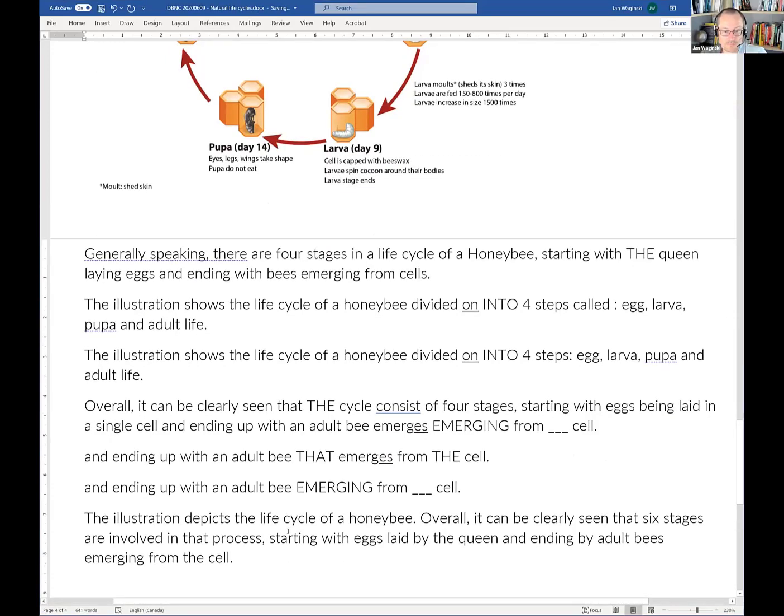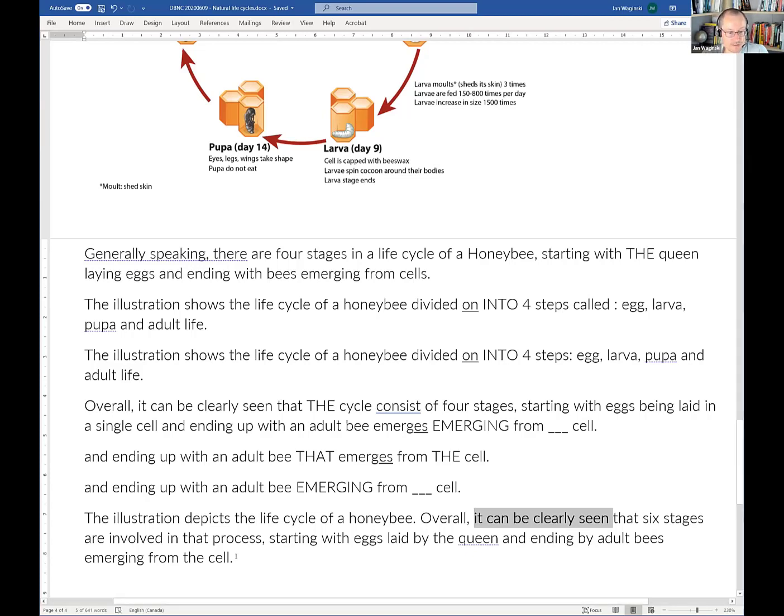The life cycle of a honeybee. Overall, it can be clearly seen that 6 stages are involved in that process. And this is good. It can be clearly seen is passive voice, and this is a good way to use it. For the examination, this makes a difference because the examiner is looking for evidence of grammatical range, not that everything is written in active voice. They want to see that you're comfortable with passive voice, so this is a good little phrase to memorize. Stick it in there, and you've basically covered yourself for passive voice.